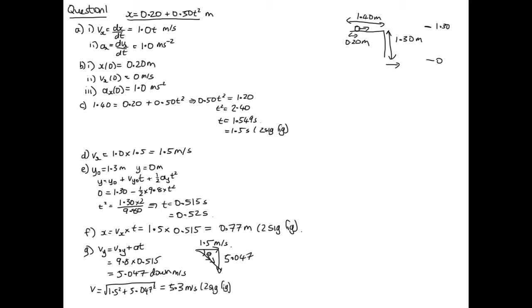But we also need to give the direction, so we need to find this angle here. So tan theta is equal to opposite over adjacent, so that's 5.047 over 1.5. And solving that on the calculator, we end up with 73 degrees. So we should say 73 degrees below horizontal.